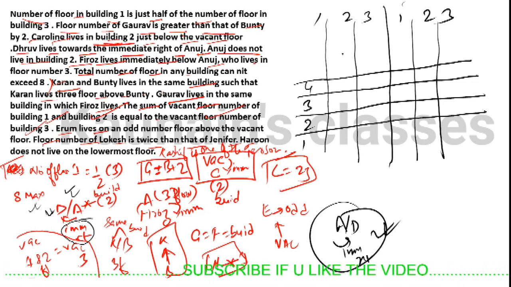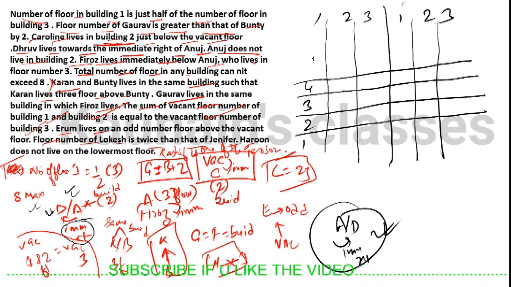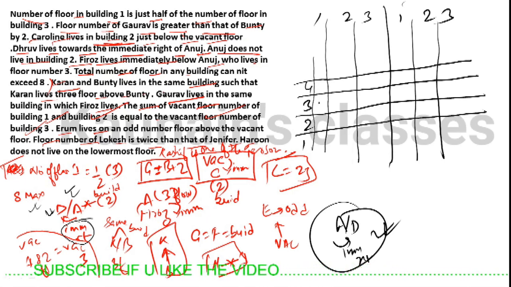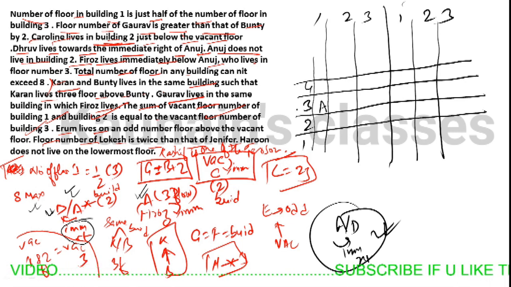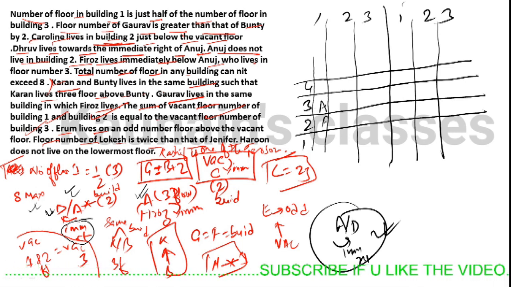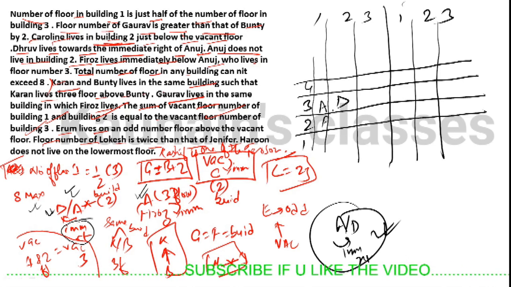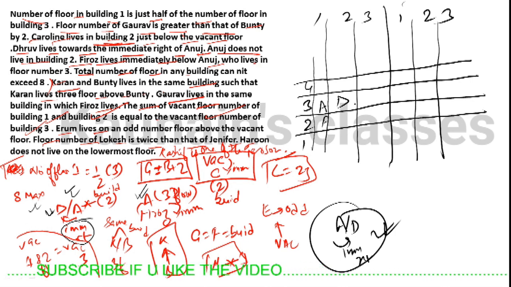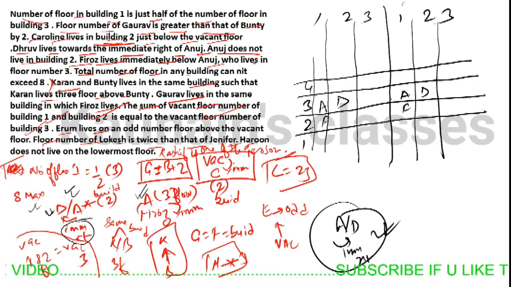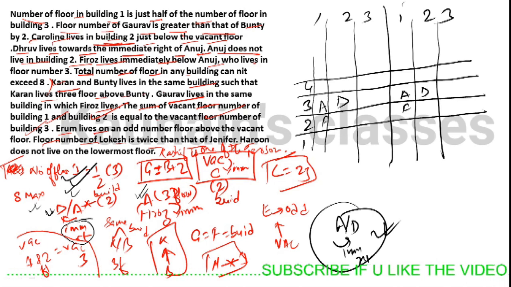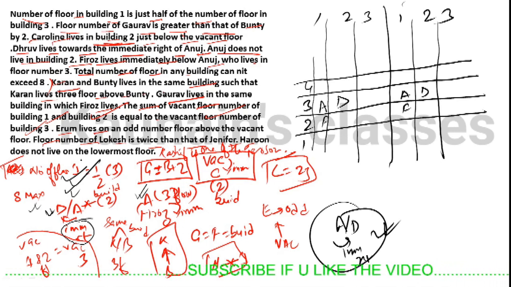So A is not on the second floor. So where can A be? A can be here on third. We know that A is living on the third floor. A is Anuj and F is Firoz, who is immediately below, and A's immediate right is D. So we are done with this hint, and we know that A is here, F is here and D is here. So these are the 2 cases. Okay, so we know that the number of floors in the first building is half the number of floors in building 3.